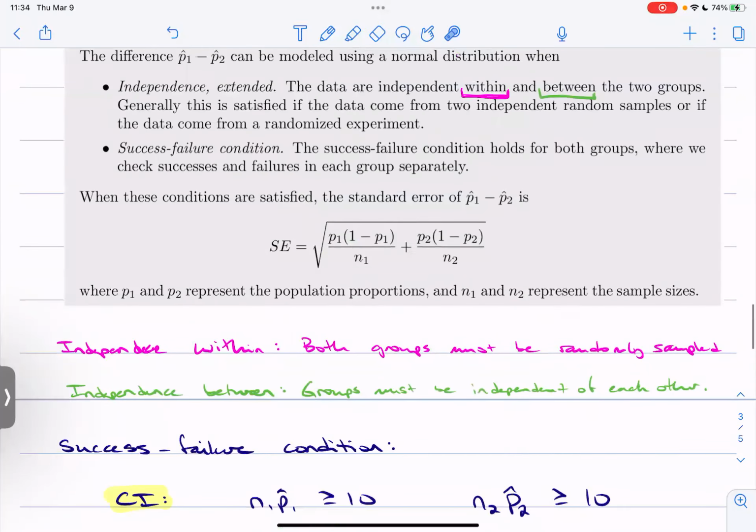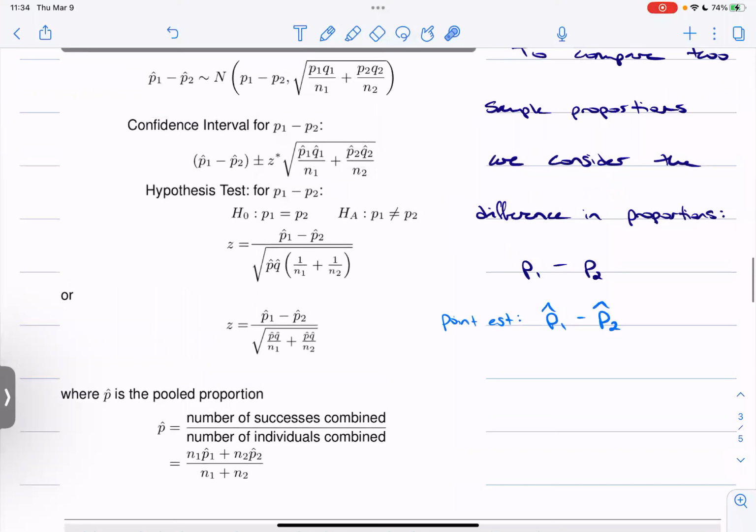If these conditions are satisfied, then the standard error of P1 hat minus P2 hat is going to be the square root of P1 times Q1 over N1 plus P2 Q2 over N2, right? But it changes slightly depending on if you're doing a confidence interval or a hypothesis test, which is also on your formula sheet, right? The standard error for a confidence interval, we use that same trick that we did for one sample proportion. Well, if I don't know P1 and P2, then I do know P1 hat and Q1 hat, or P2 hat. So I'm just going to use those.